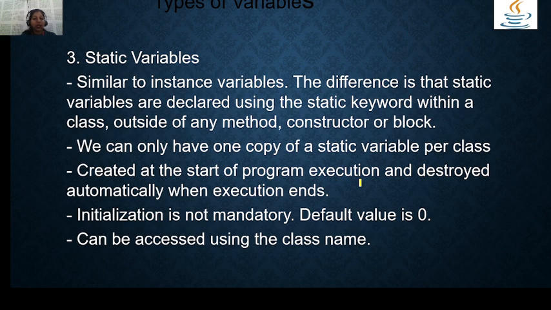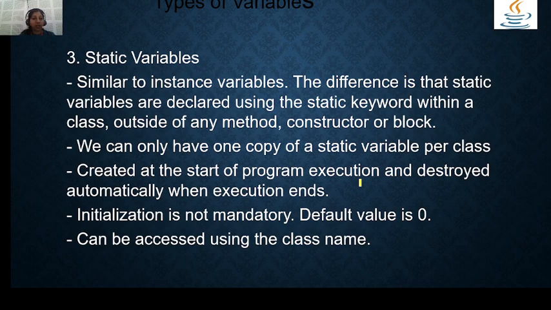We can only have one copy of a static variable per class. So per class only one variable is there with the scope of a static variable. Static variables are created at the start of the program execution and destroyed automatically when the execution ends. So when the JDK starts the program execution, at that time static variables are created.